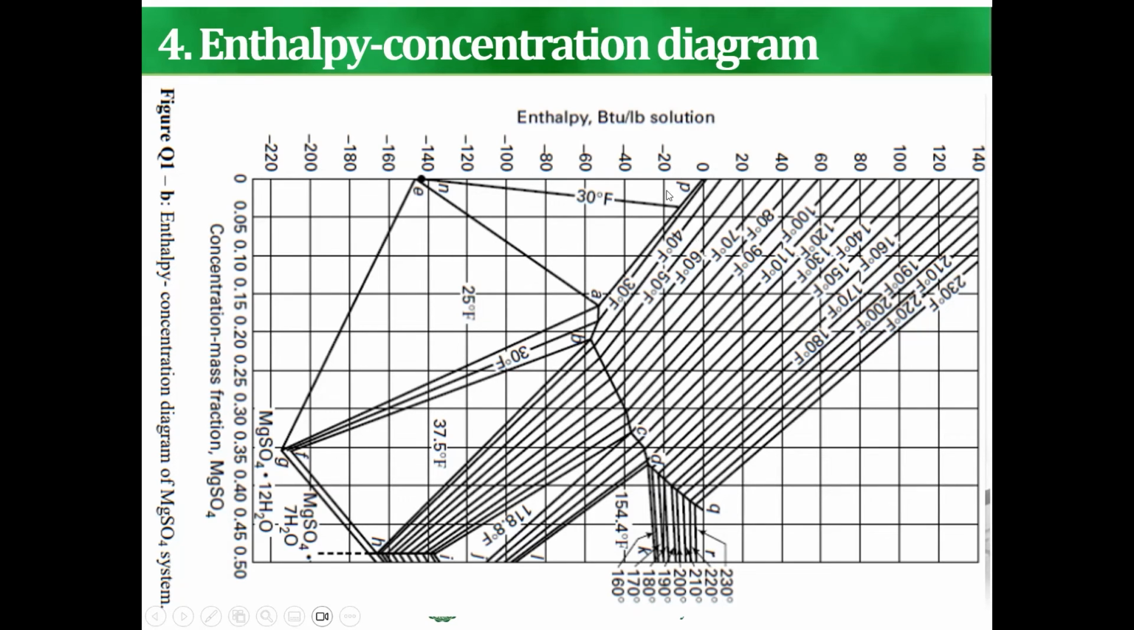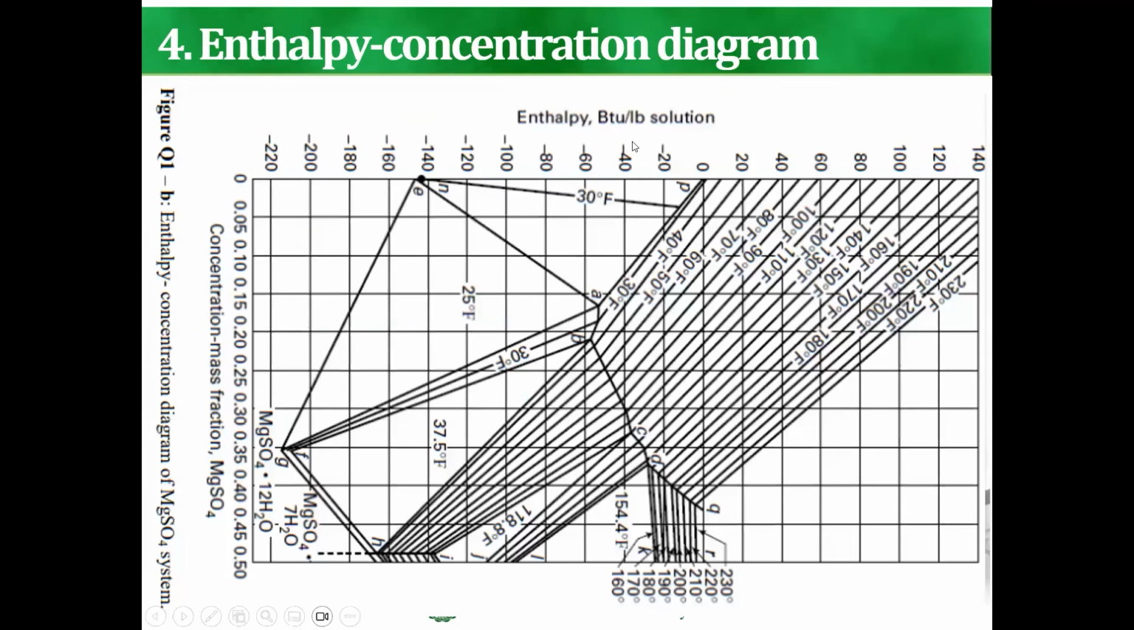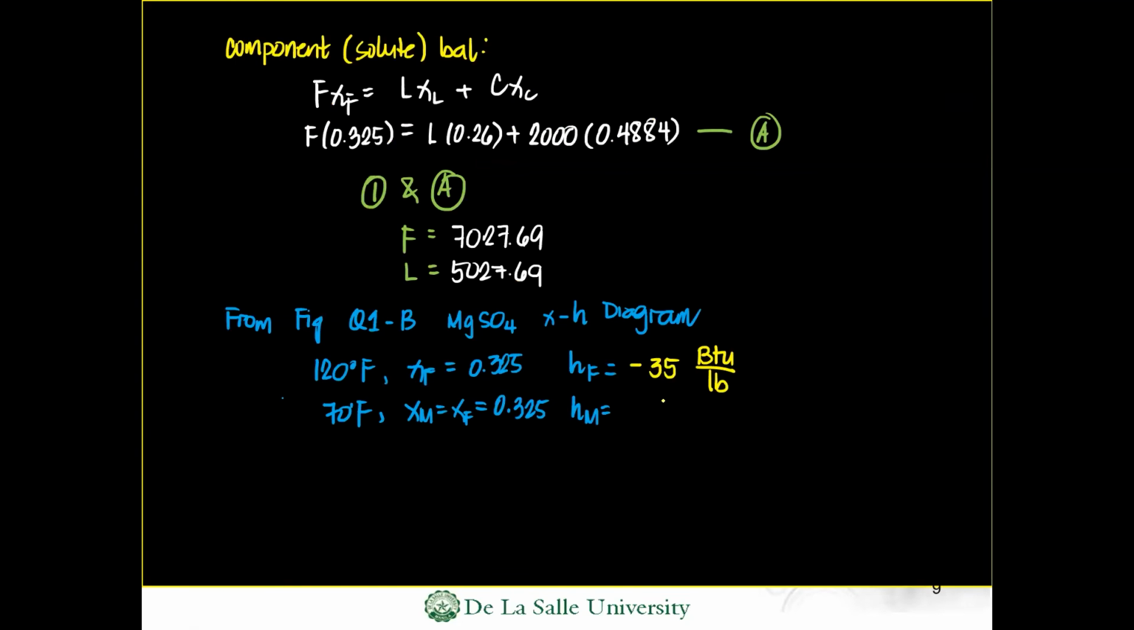Is it negative 35? Here, it's approximately negative 35 BTU per pound of solution. And then at 70 degrees, it's this line, and 0.325 is here. So it's roughly 75 or 78. So let's just say 78. So here what you have is negative 78 BTU per pound.